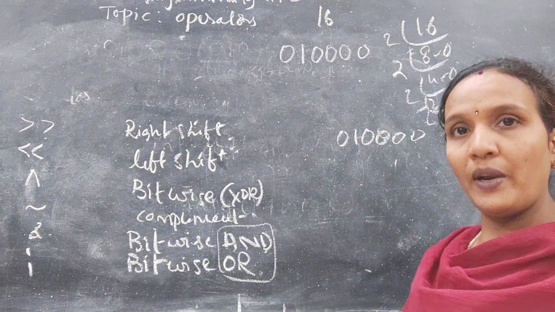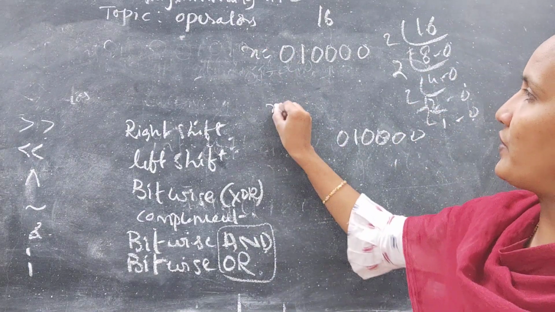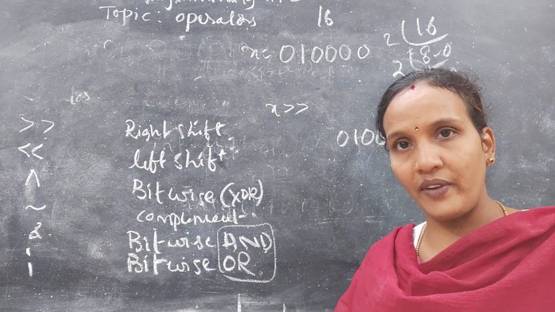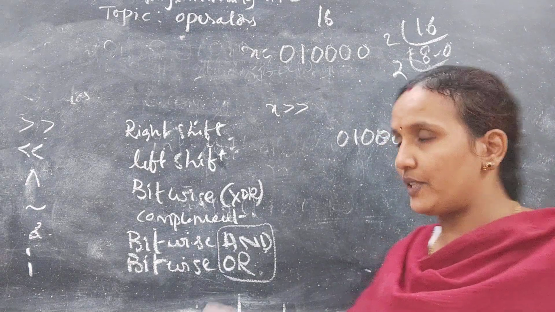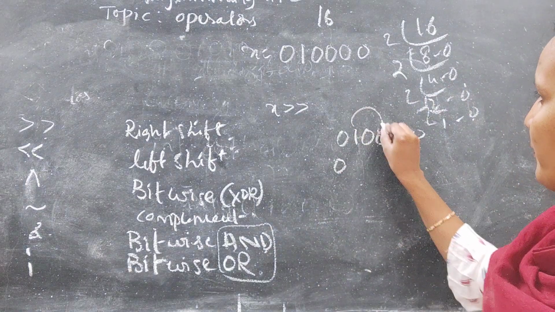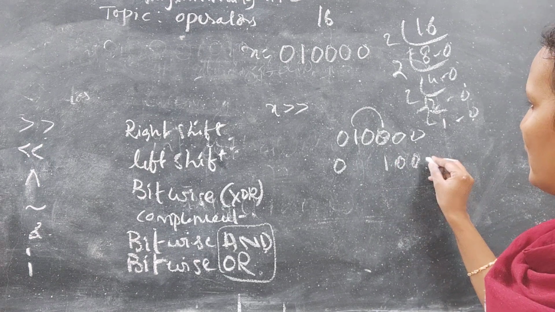If you are applying right shift, for example x equals this one, and you apply x right shift, then what happens? The bits are moved forward 2 places. On the right side, 0. 2 places forward means here 1 0 0, right?